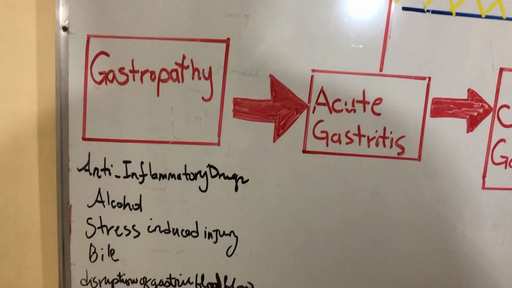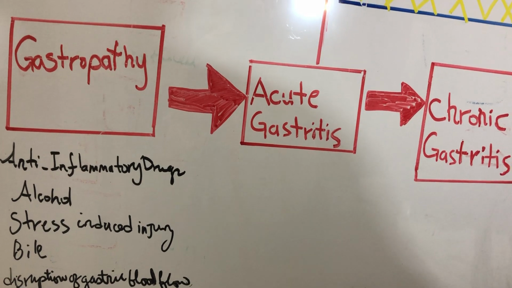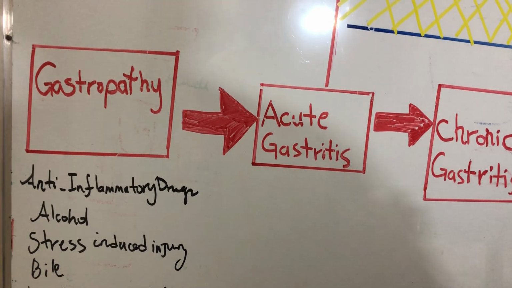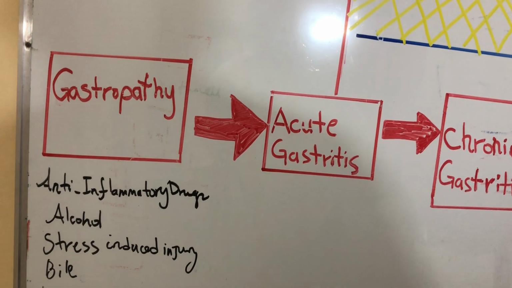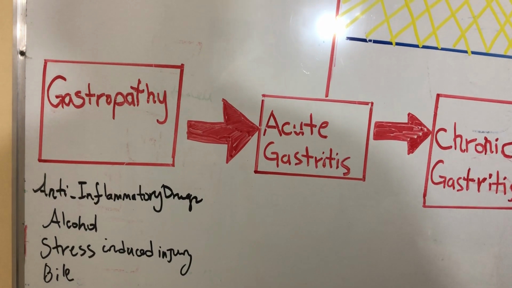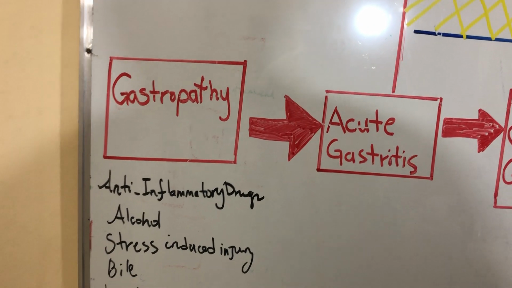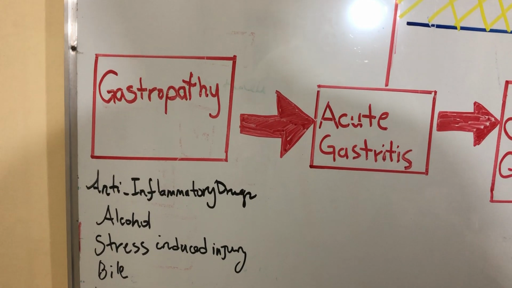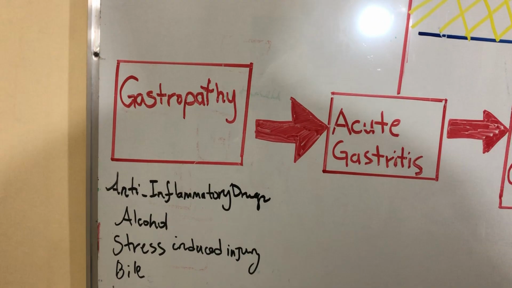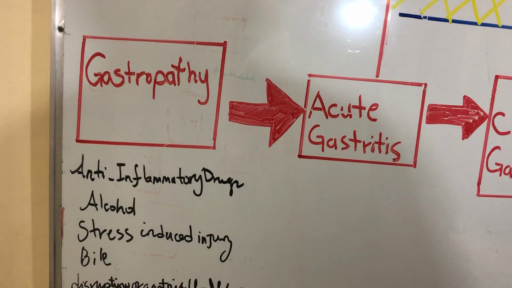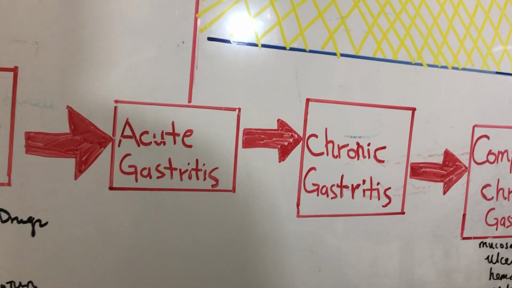It is usually caused by pathologies that ensued as a consequence of another disease, like someone who may have liver cirrhosis. Liver cirrhosis led to increased portal hypertension. The increased portal hypertension led to gastropathy. Also, taking alcohol, or if there is a duodenal reflux, or if there is a disruption of the gastric blood flow, that would lead to gastropathy.